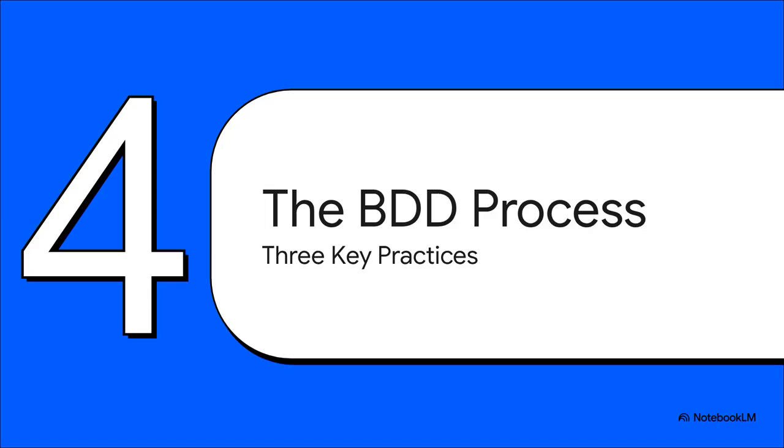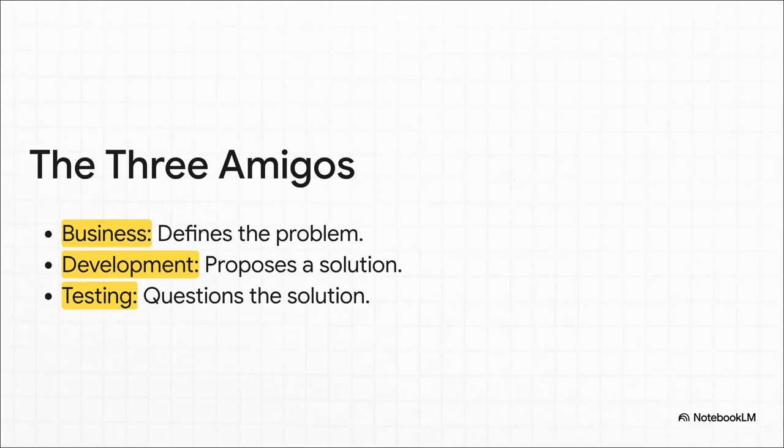Okay, so this all sounds great in theory, but how does it actually work? What does a team do? Well, BDD isn't just a mindset. It's a whole process, a collaborative cycle with 3 key steps: discovery, formulation, and automation. It usually kicks off with something called a 3 amigos meeting. And no, it's not a Western.